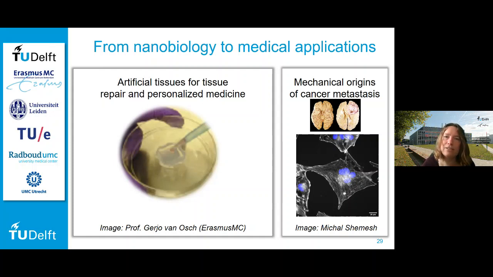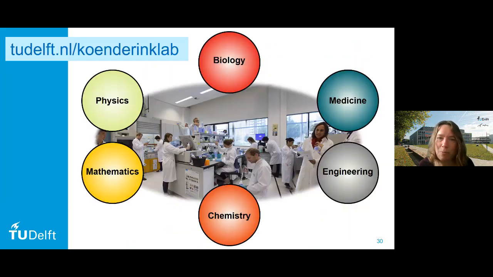And another direction here is that mechanics are also very important to make the difference between a healthy cell and a cancer cell. So we are trying to figure out what are the mechanical origins of, in this case, glioblastoma, which is a devastating cancer in the brain. So I hope I've, in this case, made the subject of nanobiology research a little bit more alive to you.